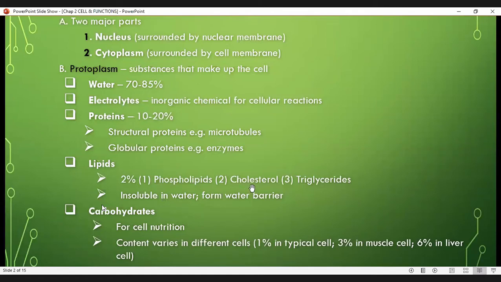But if there is also less cholesterol in the cell wall, what will happen? The cell wall is too fluid so that the toxins can easily come in. So actually your cholesterol helps in maintaining the integrity of the cell wall. So you don't have to be afraid of the cholesterol.